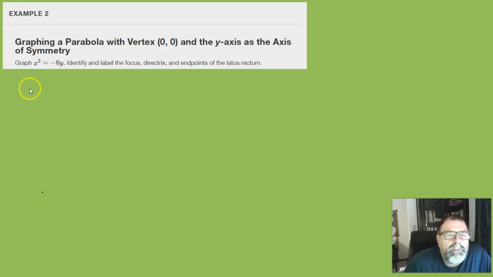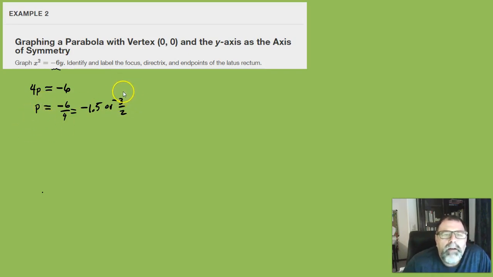So my first thing is I'm going to figure out p. So 4p is equal to the number in front of the linear term, right? It's x squared equals 4py. So 4p is negative 6. I divide both sides by 4, so negative 6 divided by 4, which you can do as a decimal or a fraction. I like the decimal one for graphing, but typically we keep fractions a little bit nicer.